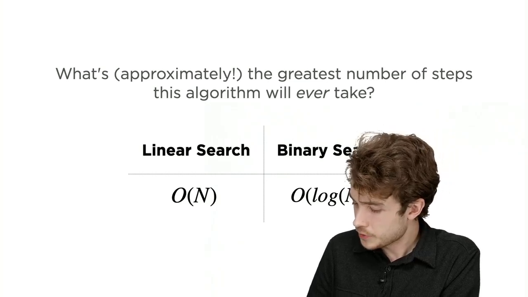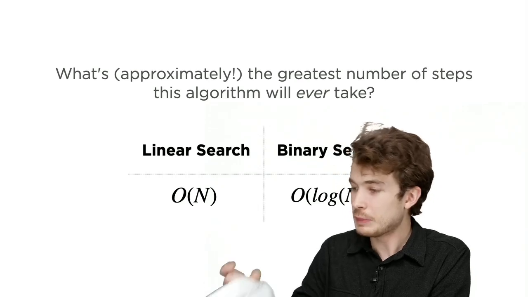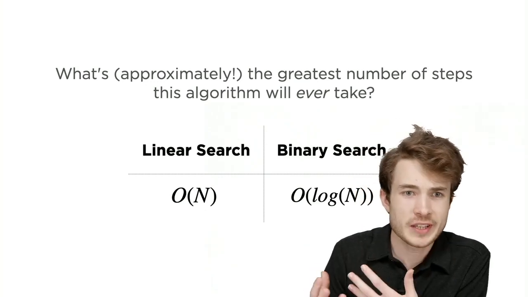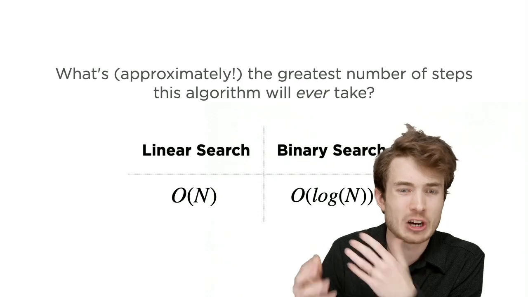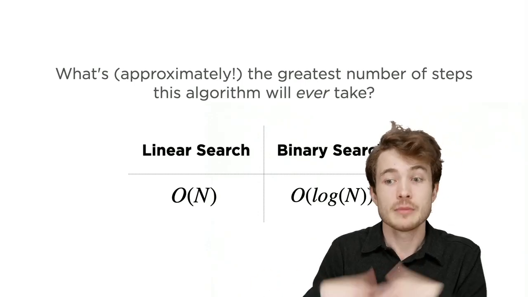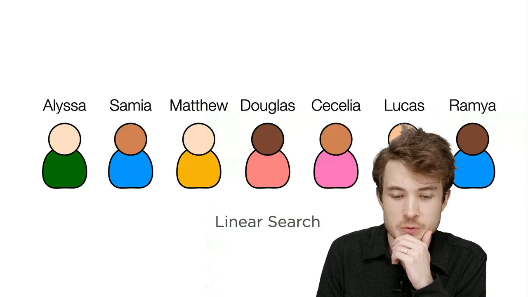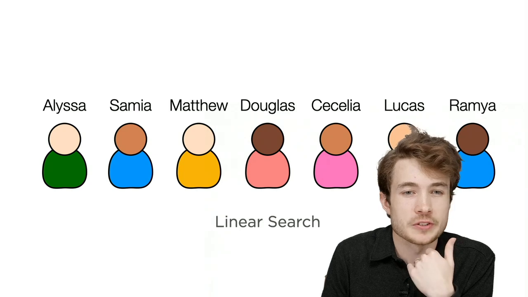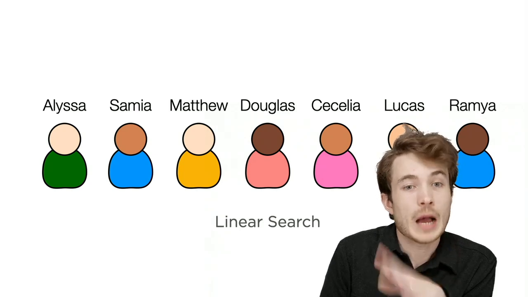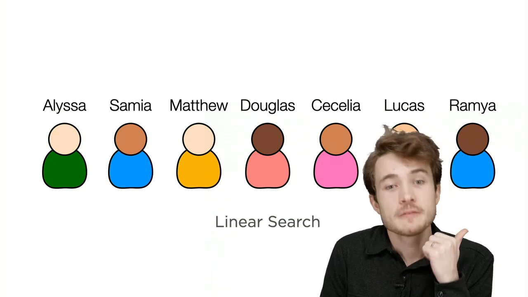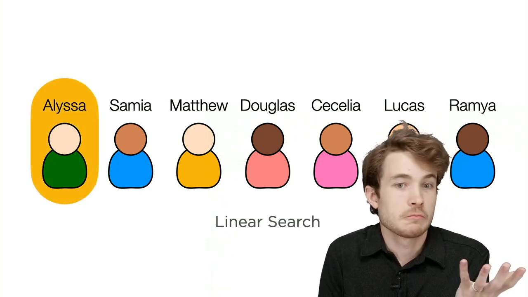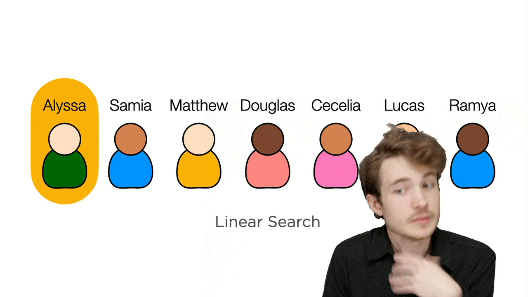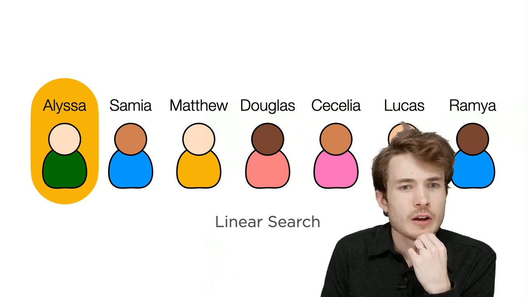OK. So let's keep going, and let's think about a different kind of scenario. So here we're talking about the worst case, the greatest number of steps our algorithm will ever take. But there's some other case too. So let's consider this one, where we're still trying to find Alyssa, and we're using linear search. Let's say it just so happens that Alyssa is the very first person we find. How many steps would that take? Well, just 1, right?